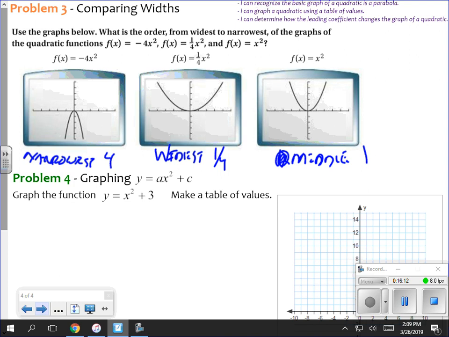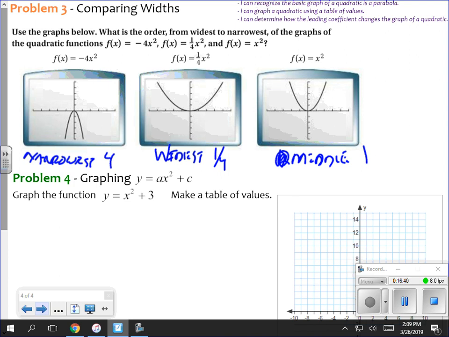Because look what happened. I have 1/4 and I have 4. 1/4 is big, fat, wide. 4 is skinny. If I were to have 100x squared, it'd look almost like 2 straight lines going up. You wouldn't be able to even see them on this graph. It would be going up so fast, so skinny, you wouldn't be able to see it. The larger the number in front, the skinnier the graph. The smaller the number, the wider the graph. It's exactly opposite of what you think.